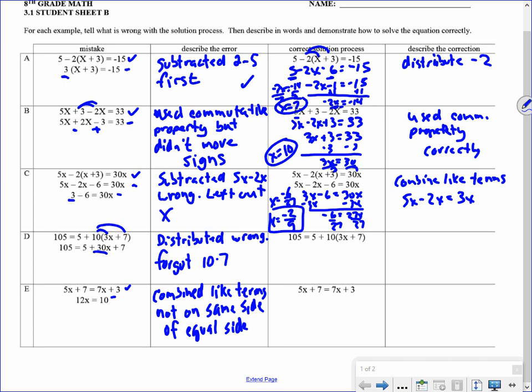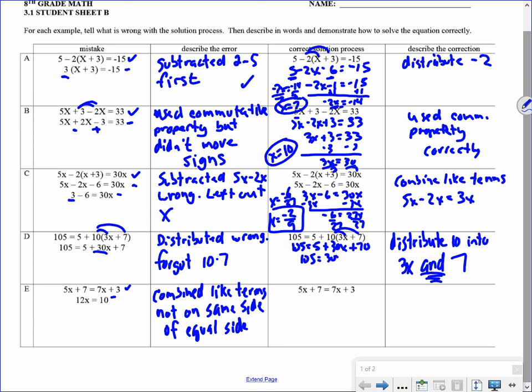All right, what was our fix in D? What do we have to do to make this correct? What do we have to do in D to make it correct? Nick? Yeah, you had to distribute 10 into 3x and 7, right? So you get 30x plus 70. And then if I combine like terms, 5 and 70 is 75.